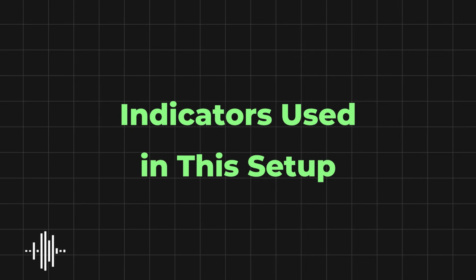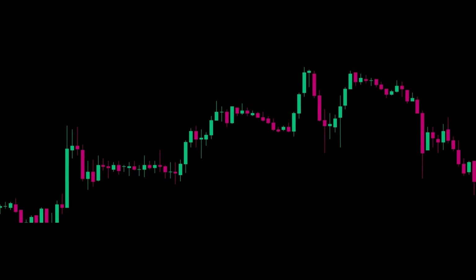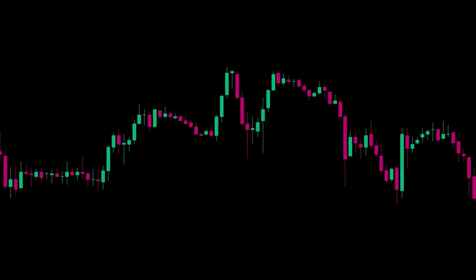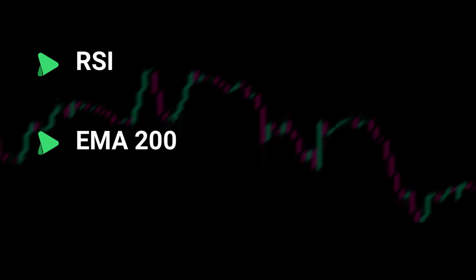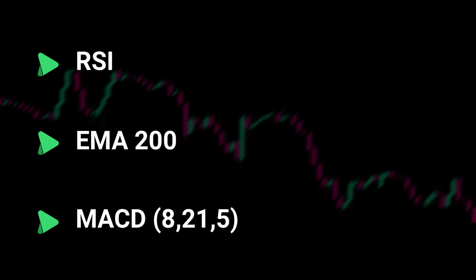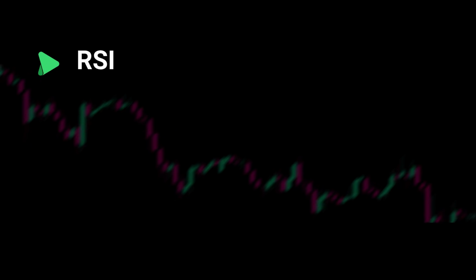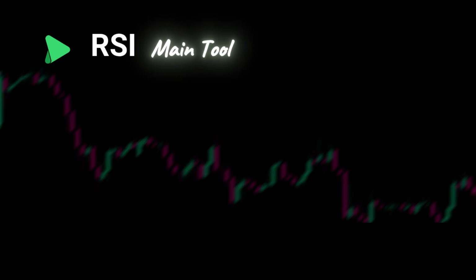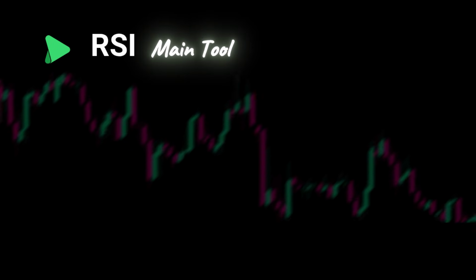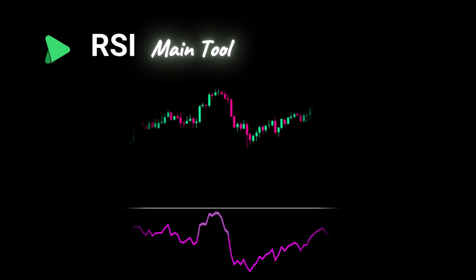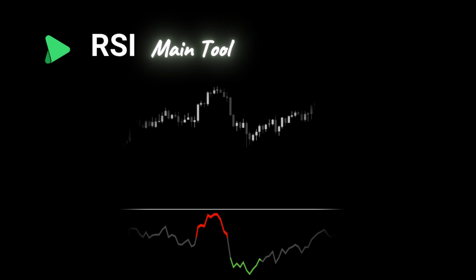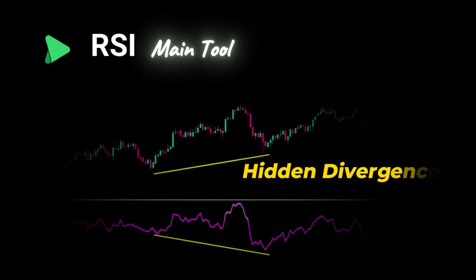Indicators used in this setup. For this setup, we'll be using three indicators: RSI, 200 EMA, and a faster MACD with shorter settings, 8, 21, 5. The RSI is the main tool here. It will give us our signal. But instead of using RSI just to find overbought or oversold zones, we'll use it to detect hidden divergences. So let me quickly explain what a divergence is.